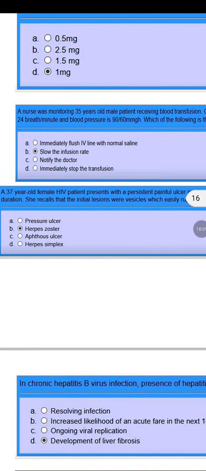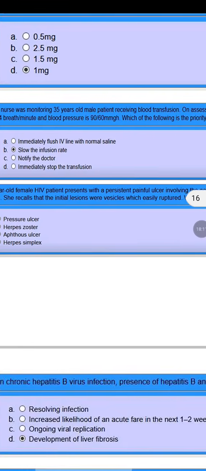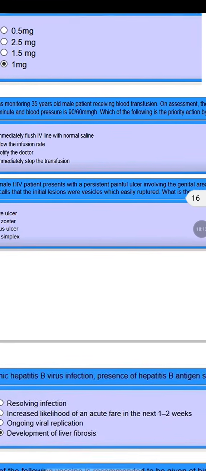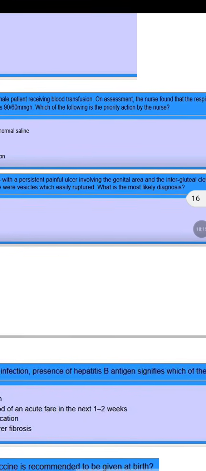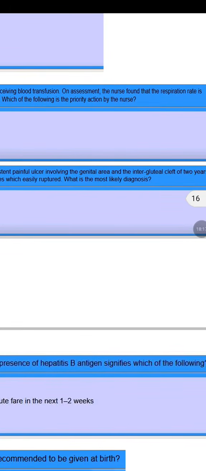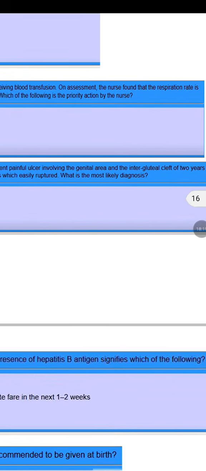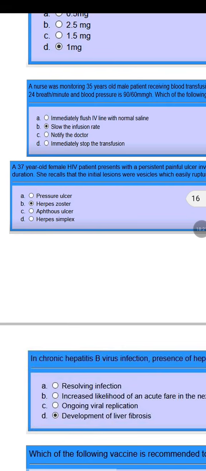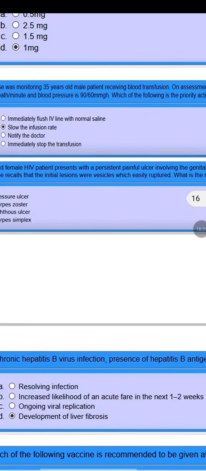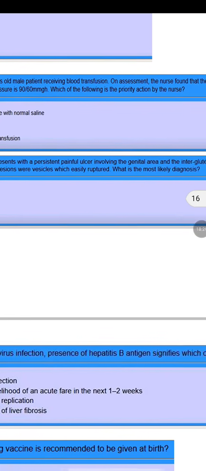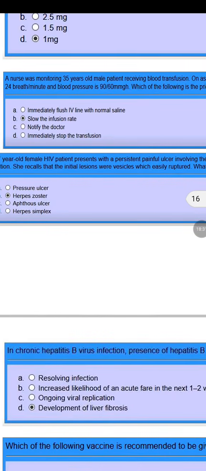A nurse was monitoring a 5 years old male patient receiving blood transfusion. On assessment, the nurse found the respiratory rate is 24 per minute and the blood pressure is 70 milligram. Which of the following is the priority action of the nurse? Immediately stop the transfusion.